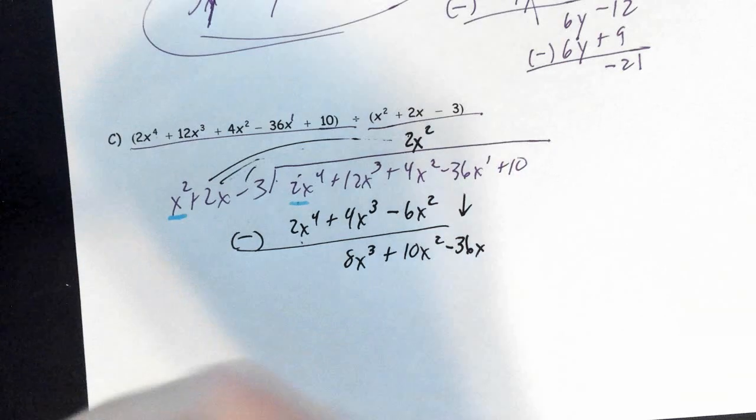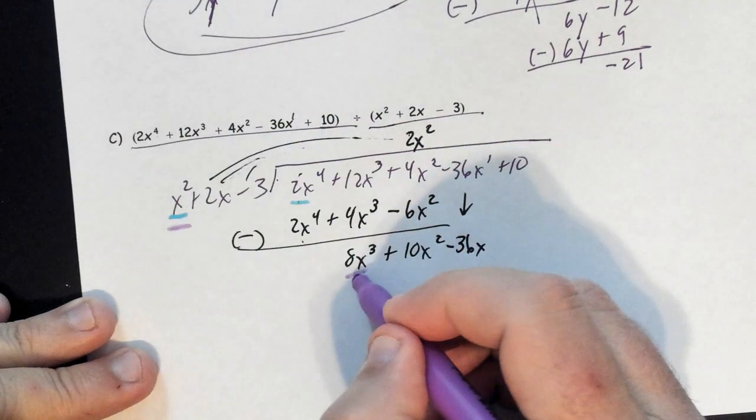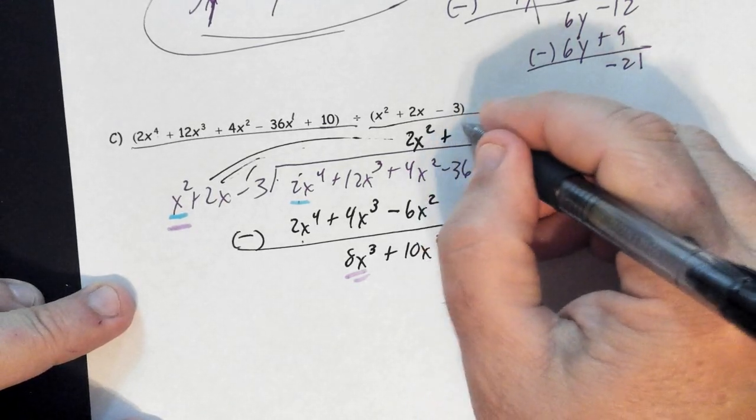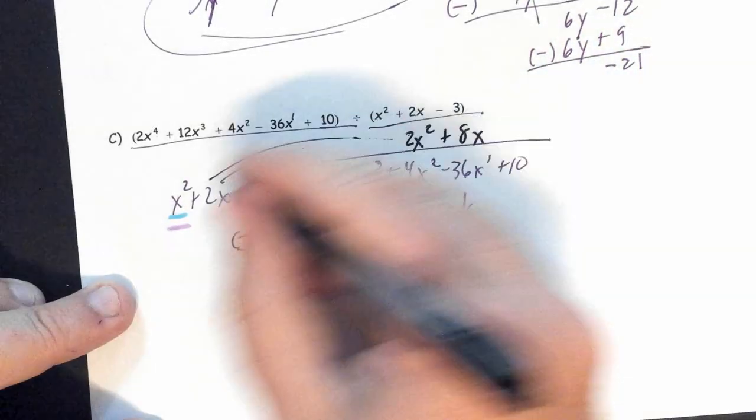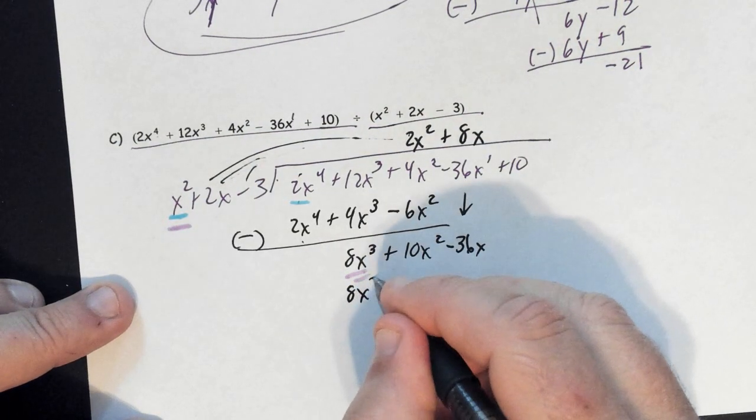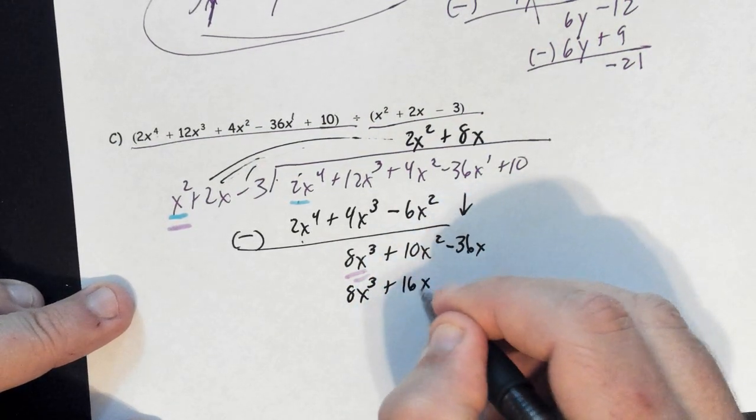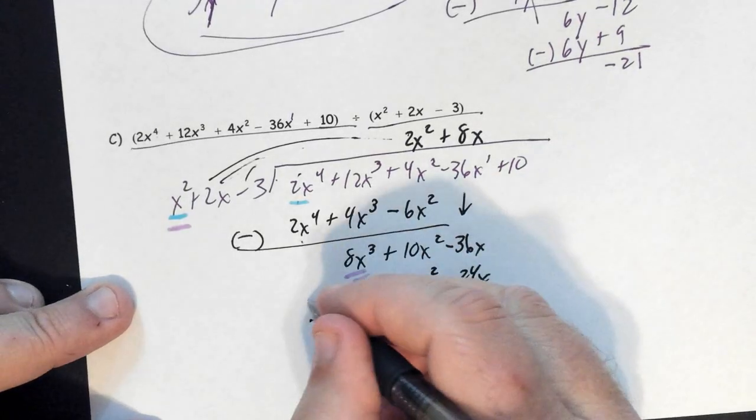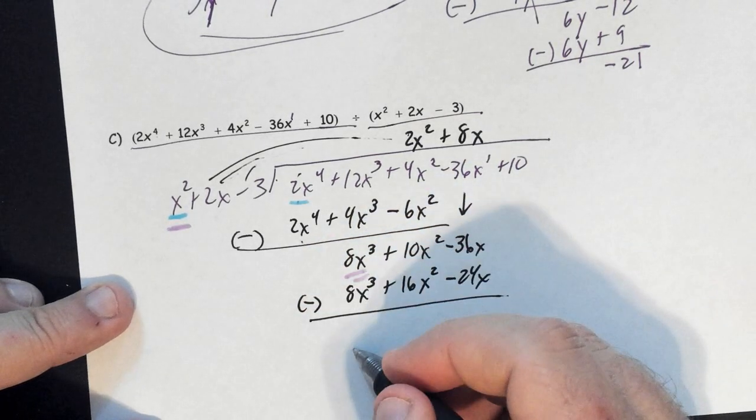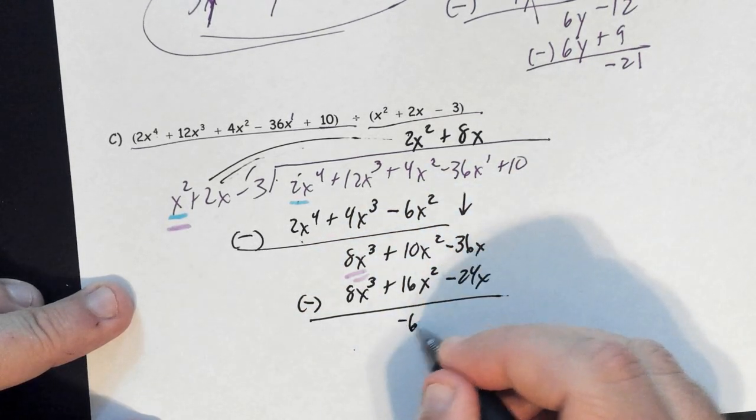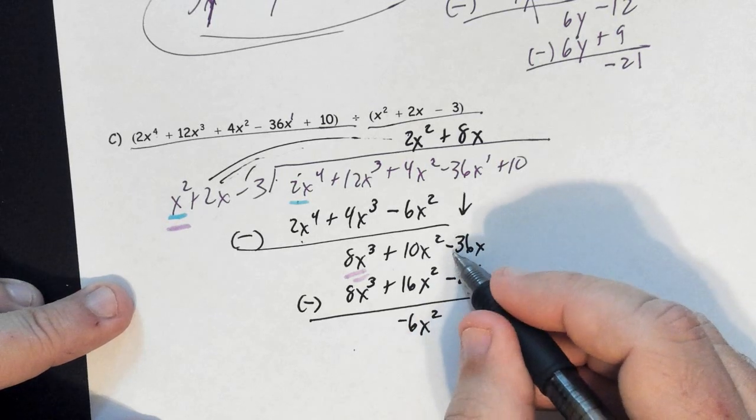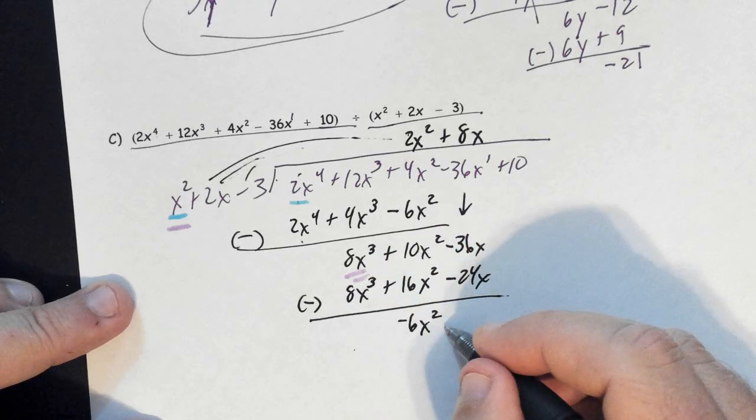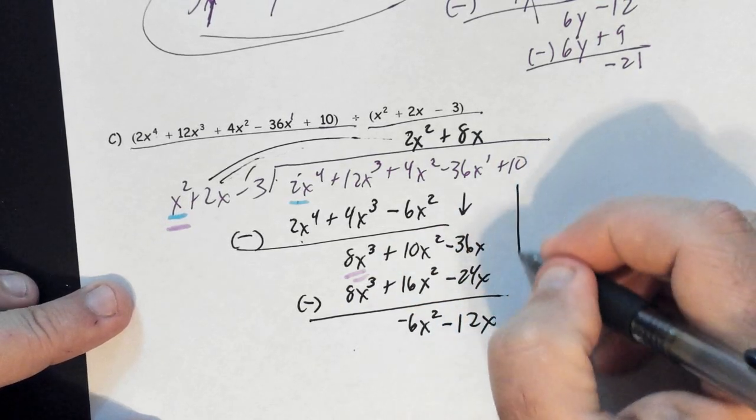Now, match up front terms again. x squared to 8x cubed. Well, I need an 8x. So we're going to go 8x here. Multiply all three things. So 8x cubed plus 16x squared minus 24x. Subtract. First one cancels out. Second one would be negative 6x squared. And then negative 36 minus a negative 24 would be negative 36 plus 24, which is minus 12x. And we're going to bring down the 10.